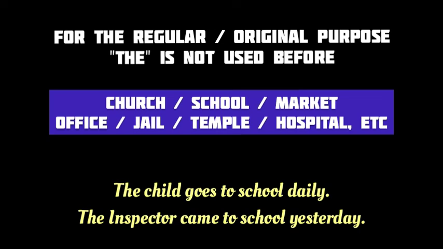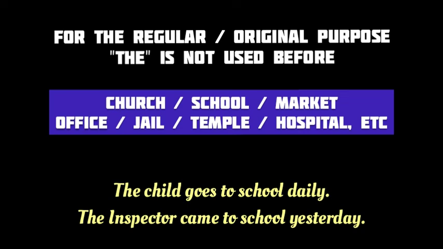Up next, we have a very important omission of the definite article the. It is not used before any of these public places, if you visit them for the regular or usual purpose. Church, school, market, jail, hospital, temple, office, and the like. The child goes to school daily, for example.